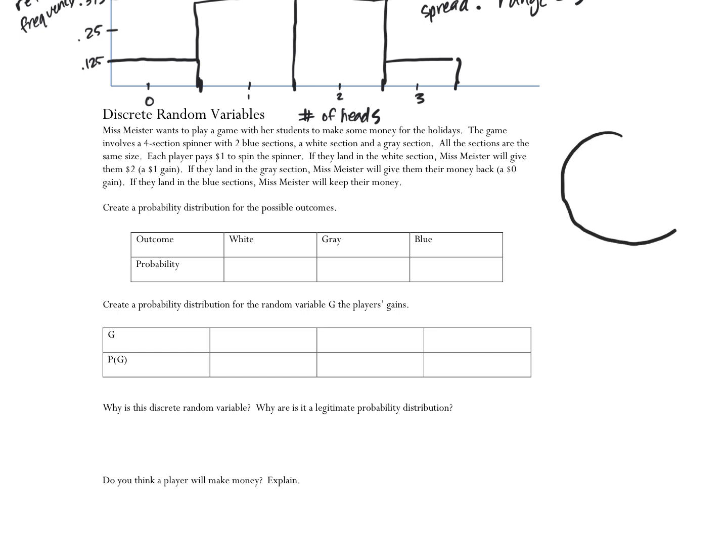Imagine Miss Meister is trying to make some money before the holidays. So she's going to challenge students to a game. It costs you $1 to play. Don't worry, I accept Venmo. Okay. And so, really easy game. It's a spinner that has 2 blue sections, 1 white section, and 1 gray section.